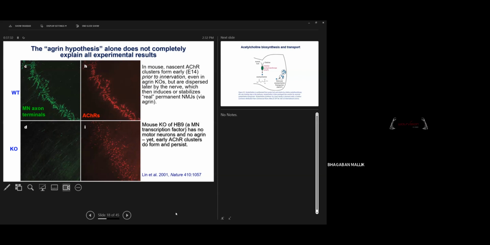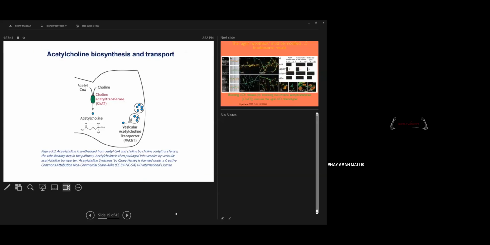You don't have agrin here. You don't have the motor neuron, but still you have the formation of this acetylcholine receptor. So how is this against the hypothesis that we saw just a few slides back? Okay, there are some hypotheses, and we'll talk about how this is happening. You don't have agrin, yet you have the clustering of the acetylcholine receptor.